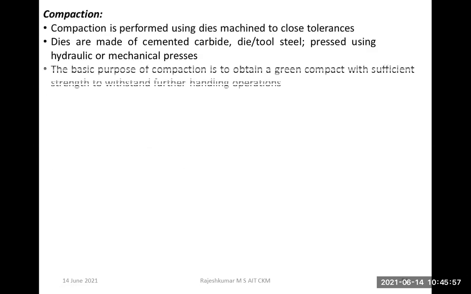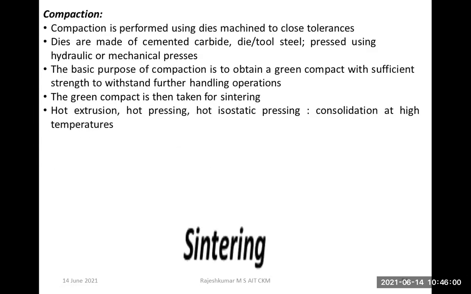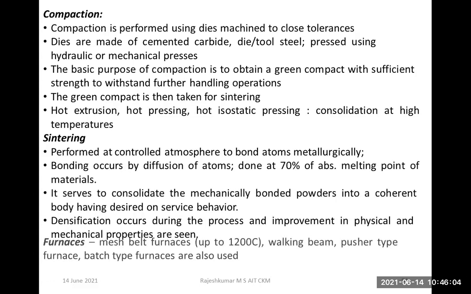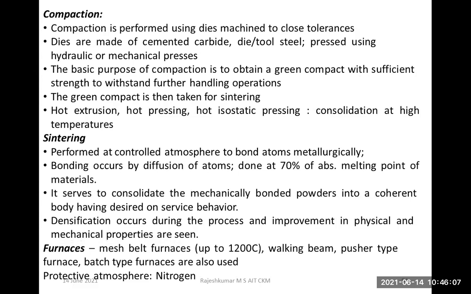The next is compaction. Compaction is performed using dies, which are machined to close tolerances. These dies are made of cemented carbides, die steel or tool steel, which are pressed using hydraulic or mechanical presses. The basic purpose of compaction is to obtain a green compact. The green compact is taken to the sintering process. The next are hot extrusion, hot pressing, and isostatic pressing. These are the things to be considered, especially in the case of compaction.